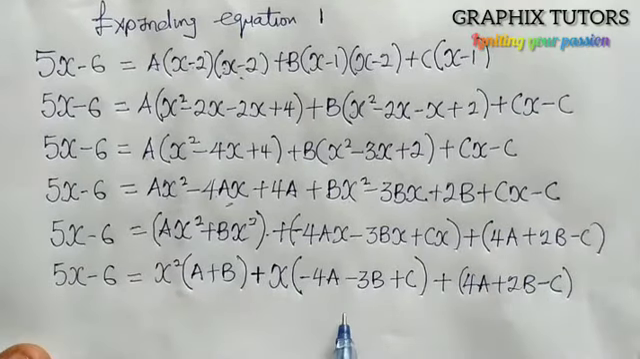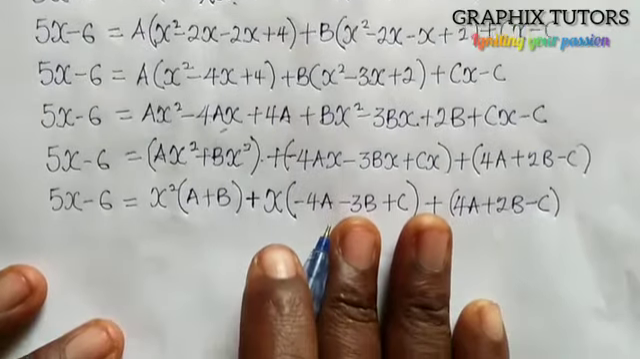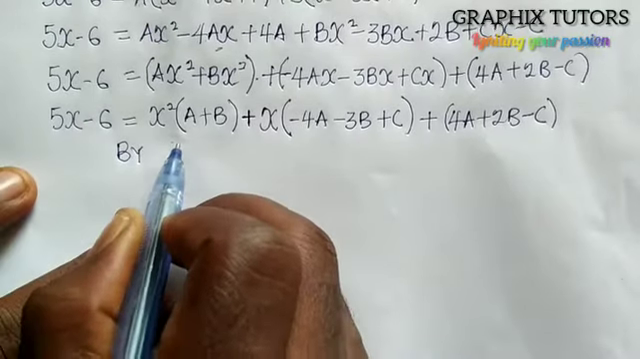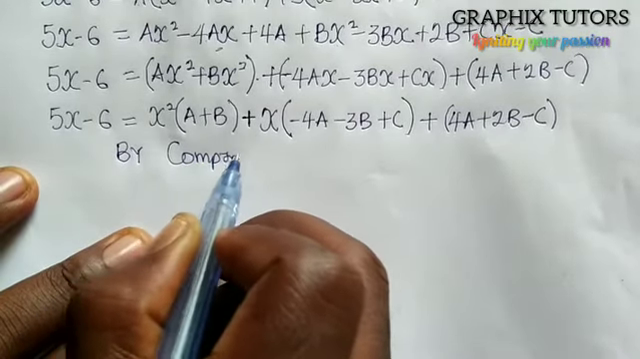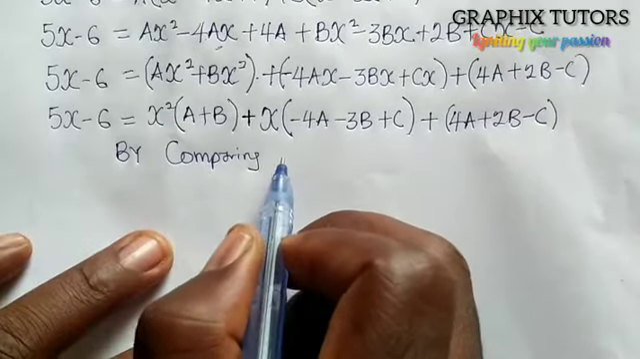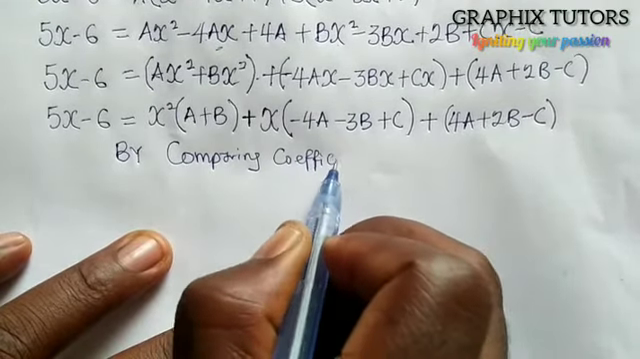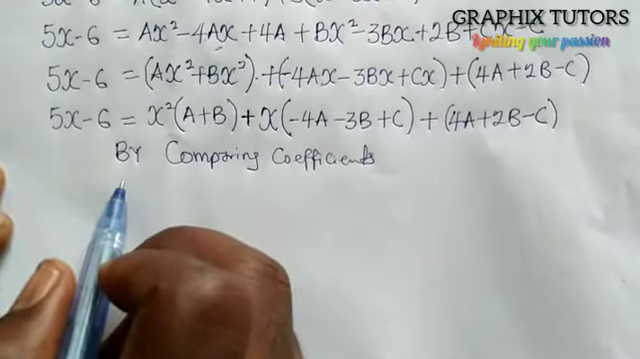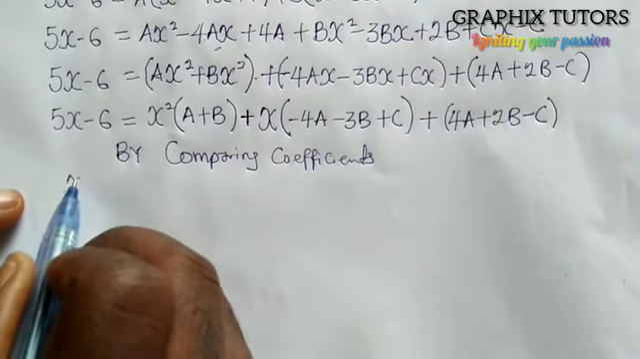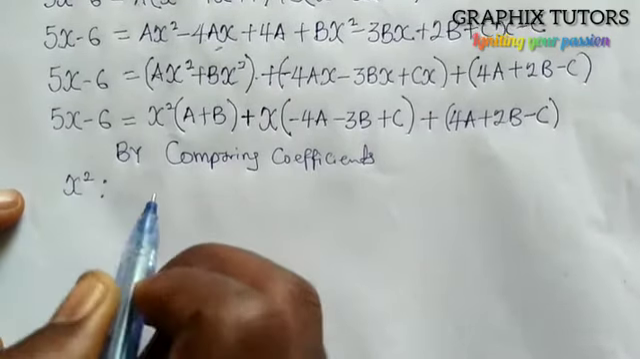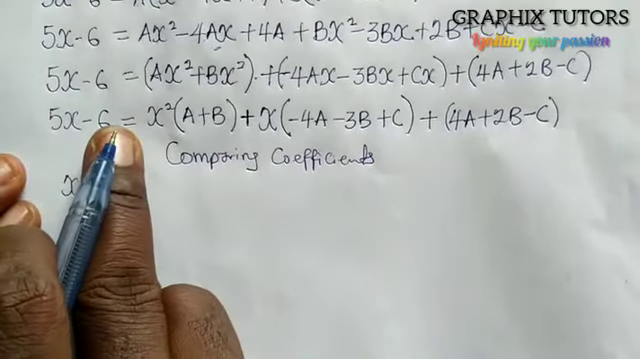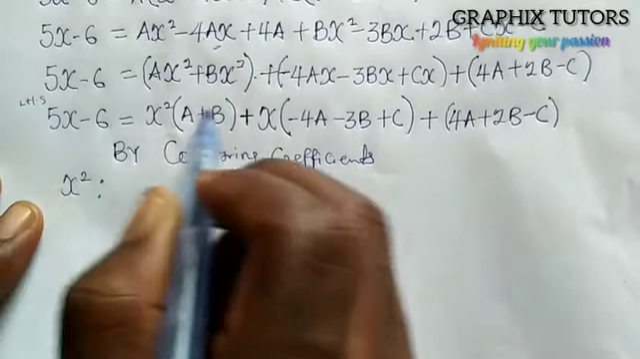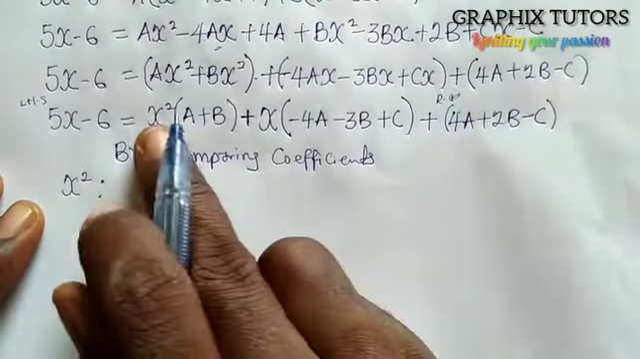So let's see. Now, what I will write is this: by comparing coefficients, in terms of x squared, such that if you look, after the equal sign, this is my left hand side, and this side is the right hand side. Everything here is right hand side.